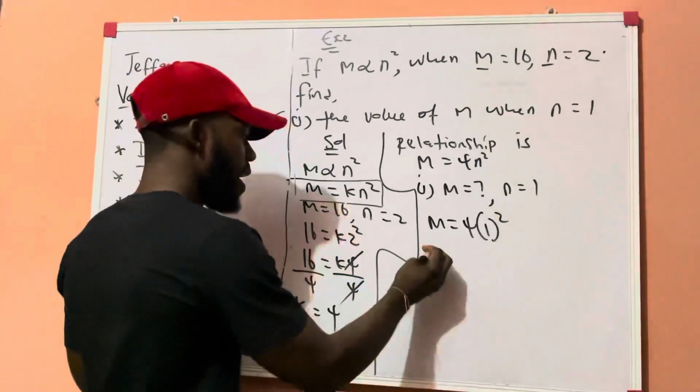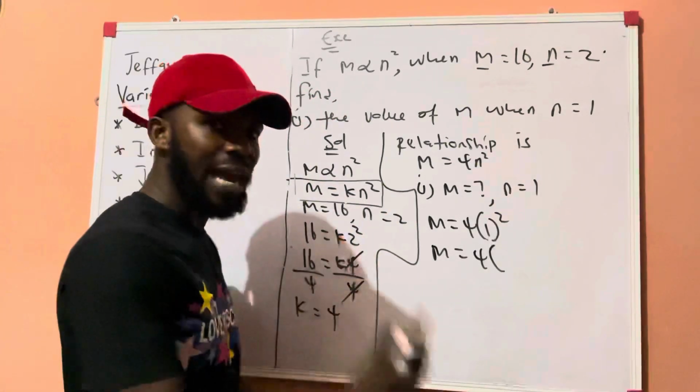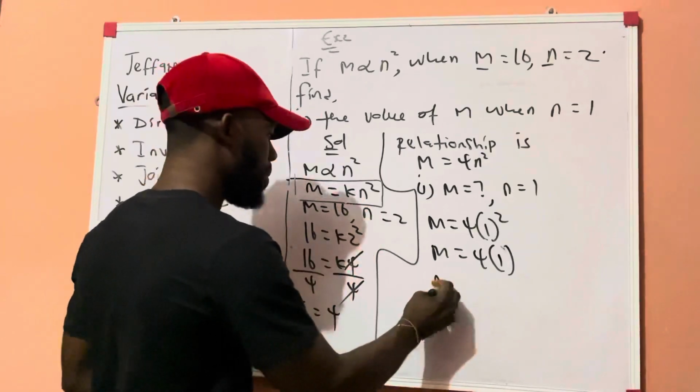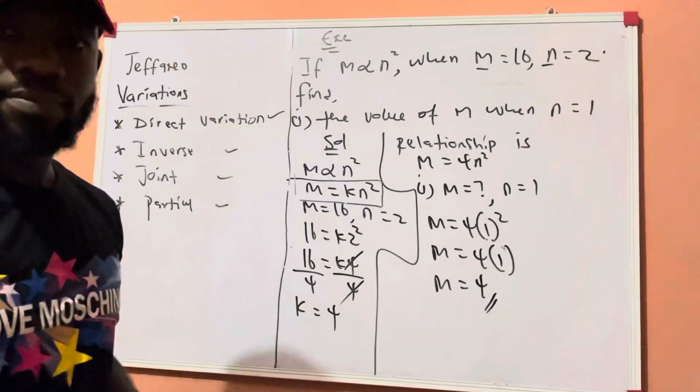Class, what do we do now? m becomes 4 into bracket 1 raised to the power of 2, which means 1 times 1, and that is also what? 1. So class, without wasting time, m becomes 4 times 1, which gives us 4. It's as simple as that.